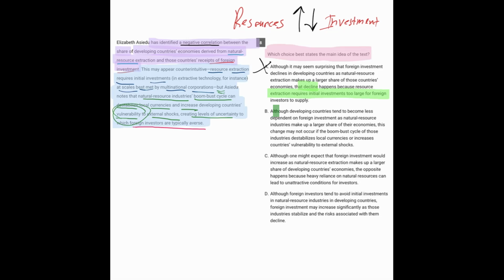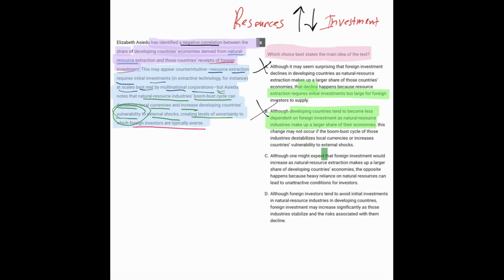B. Although developing countries tend to become less dependent on foreign investment as natural resource industries make up a larger share of their economy, this change may not occur. Well, right here, we could already get rid of this one because we never saw that developing countries tend to become less dependent on foreign investment as natural resource industries make up a larger share of their economies. That may or may not be true in real life, but we didn't see that in the passage. We saw that it's more common that if there are more natural resources, there will be more outside investment, that's the more common thing. And what ends up happening here is counterintuitive. So we can get rid of B.